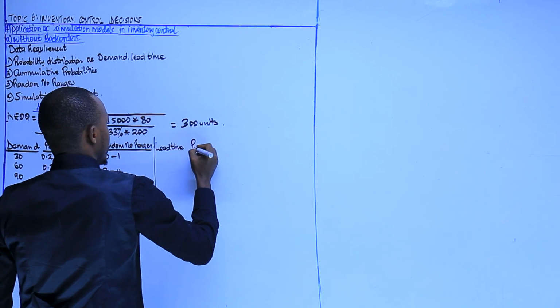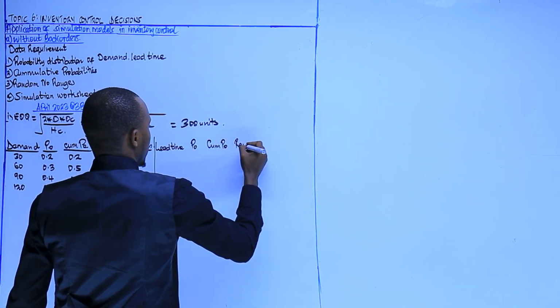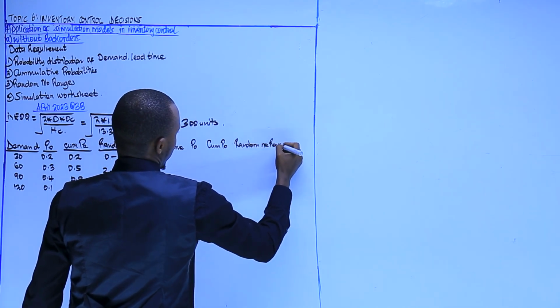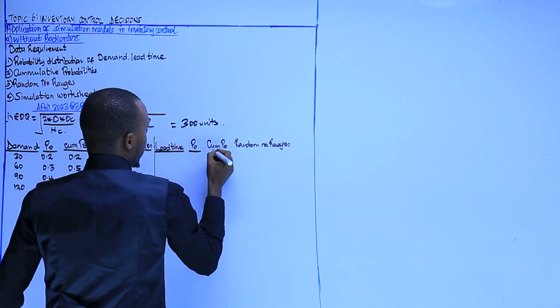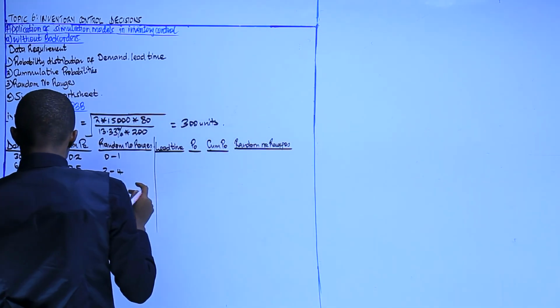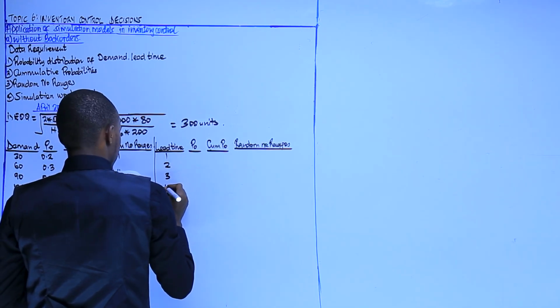We have our probability, cumulative probability, and random number ranges. So this working never changes. Lead time, probability, cumulative, random number ranges. Your lead time is 1, 2, 3, and 4.